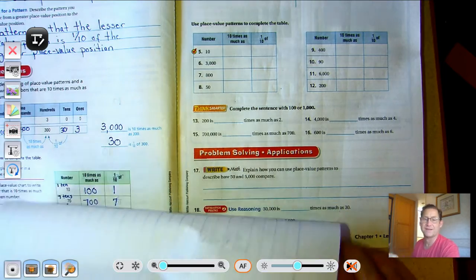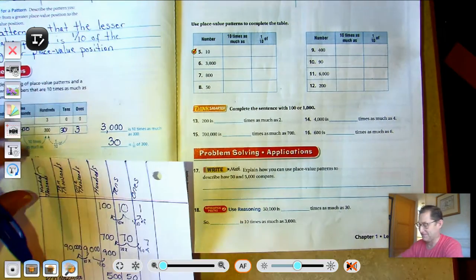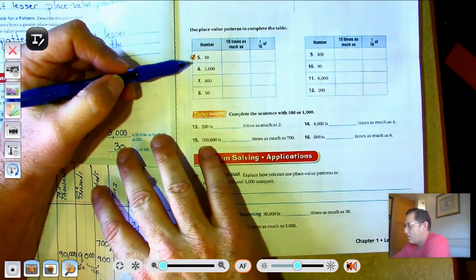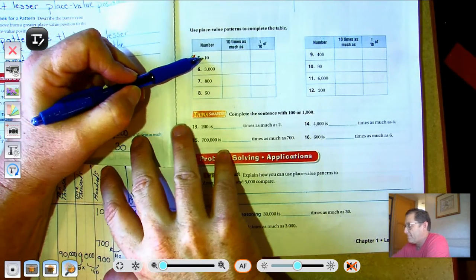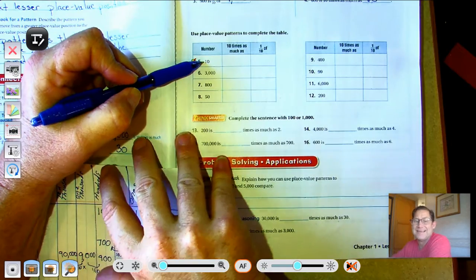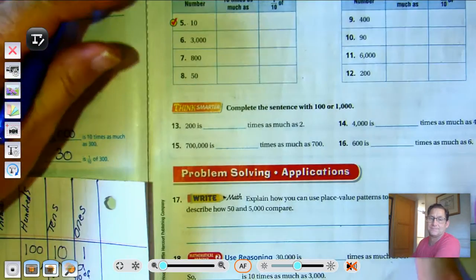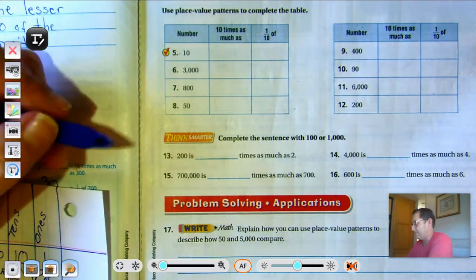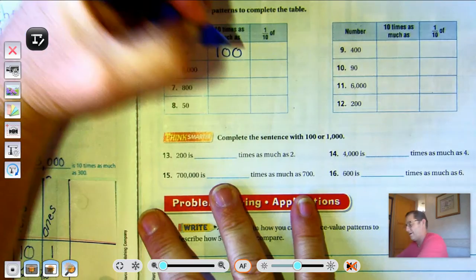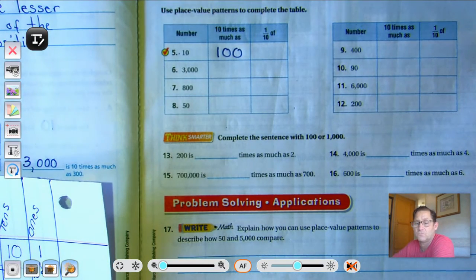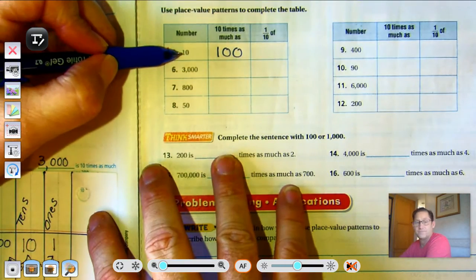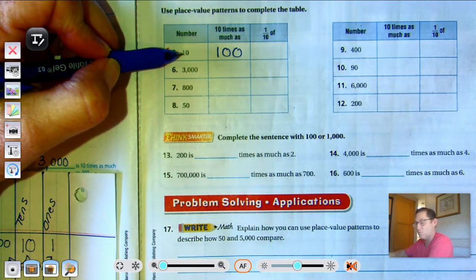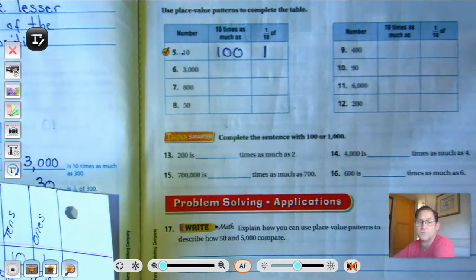I'm sorry, I skipped number 5. Okay, I'll come back to 13. Sorry, guys. Number 10. All right, number 5. If we have 10 and we want 10 times as much as 10, so we're going from 10 to the next larger place value on the left. So we recognize the pattern and we just add a 0. If we took 1/10 of 10, we'd be going from the tens place value to the right 1, which would be the ones place.